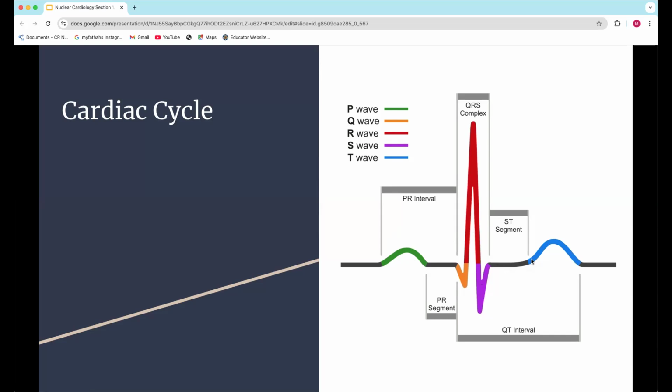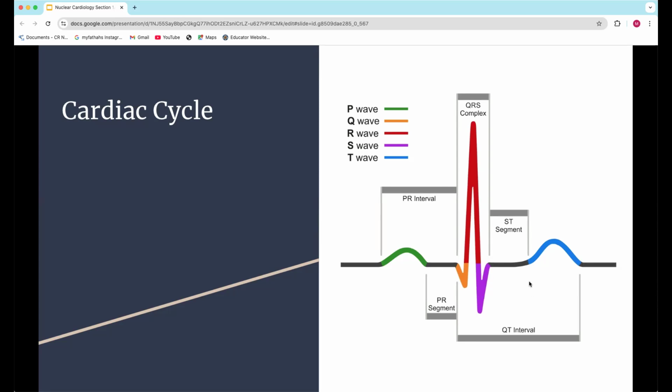Then the next wave that we see is the T wave. What the T wave represents is the repolarization of the cardiac tissue, right? So think of those sodium potassium pumps when you learned about anatomy and physiology. It's the repolarization of those tissues to be ready to receive and contract again, okay? So P, the QRS, and the T wave.